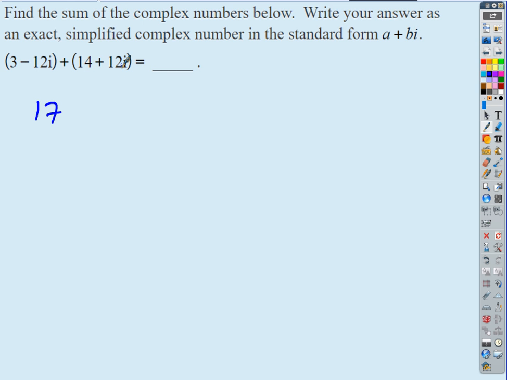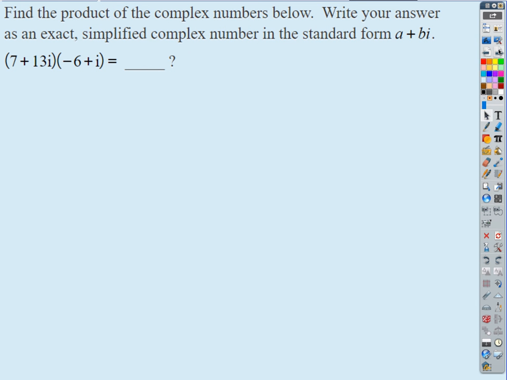Okay. How about this one? What if I multiply? It's almost the same thing as x. We treat the i like a variable, so let's start with that. We're going to distribute like normal. I'm FOILing, right? I distribute the 7 and I get negative 42 plus 7i. And then I'll distribute the 13i. 13i times negative 6 is minus 78i.